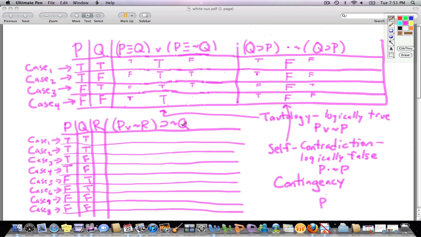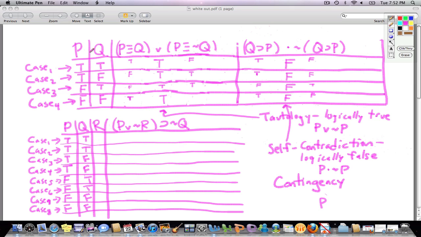What we're trying to do now is analyze if P or not R, then not Q. We're trying to figure out whether or not that is a tautology, self-contradiction, or a contingency. Since we have three different claims, P, Q, and R, we have three different variables, or sentence letters, or proposition letters here. So we have a lot more options.